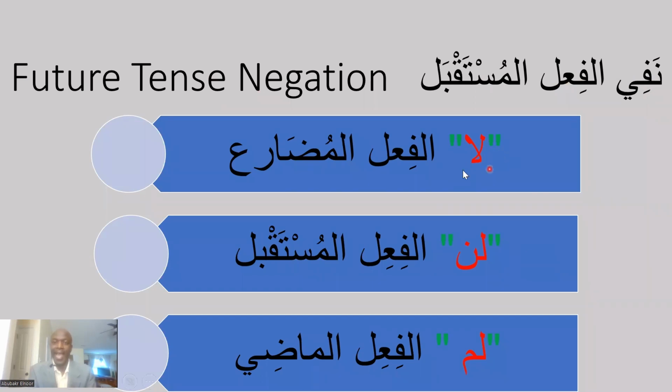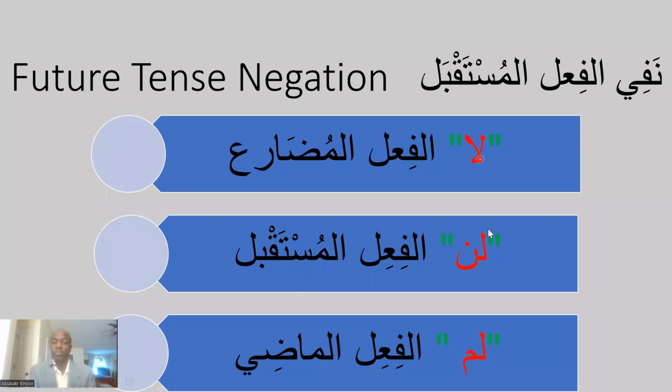So we have la, and we have already talked about la when we talked about how to negate the present tense. And la negates the present tense and also negates some nouns, but we'll talk about that later. So lan, which is today's topic, negates the future tense. In English, you say, I will not. So will not in Arabic is lan. So lam, noon, lan, will not. And la, negating the present tense, is do not or does not.